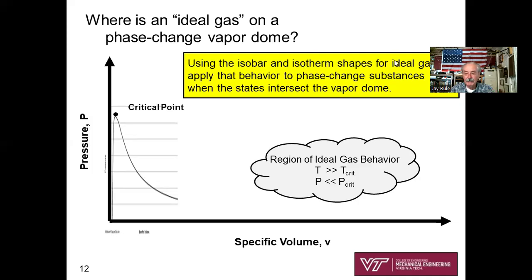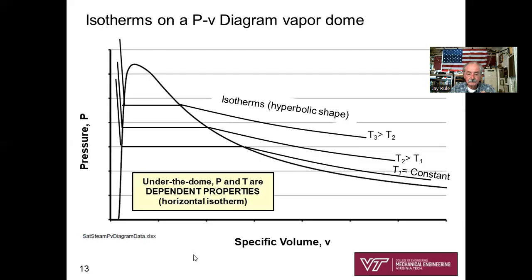Okay, so here's my yellow. Using the isobar and isotherm shapes that we just talked about, let's see how we can apply that to getting closer and closer to the vapor dome. That's the idea here. Ideal gases certainly do fit on a continuum of substances, and we also realize that for things like nitrogen, there is a critical point, and you get it when it's really, really cold. You can get liquid nitrogen, so you can deal under the dome with liquid nitrogen as well. Okay, so much for that.